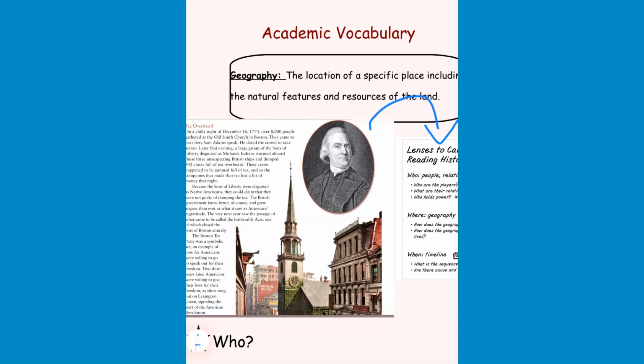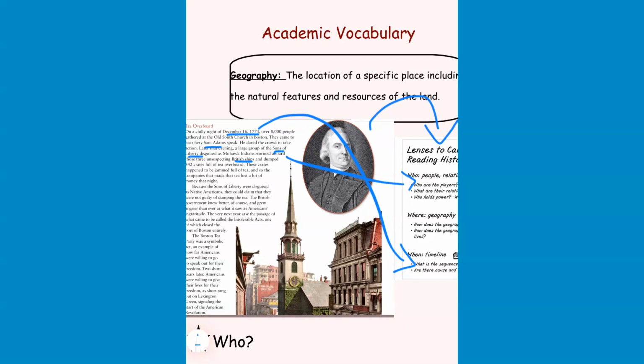So wait a second, we know when. They're giving us a very specific date that matches over here on the chart of when. And we're also learning about who. We have Sam Adams, we have the Sons of Liberty, and we also have the British ships here. So the British, and that would match this lens that we carry when we're reading history.